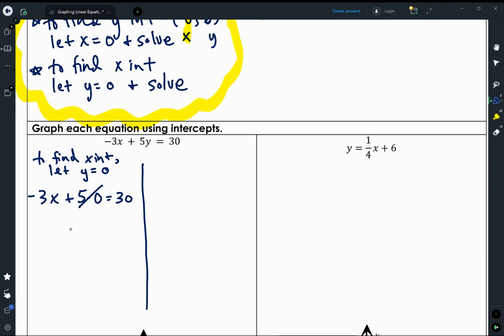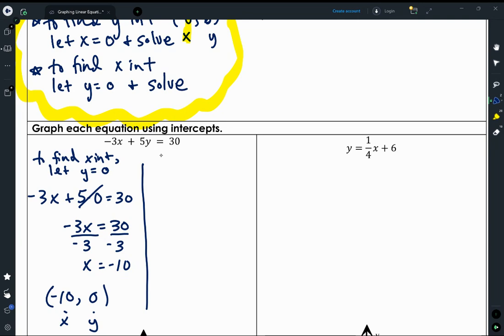If that's a 0, it's gone from my equation. I'm left with negative 3x equals 30. All I do is divide both sides by negative 3. And then x is equal to negative 10. So my x-intercept is negative 10, comma 0. Remember, ordered pairs are x, comma y. My x was negative 10. I let my y be 0.